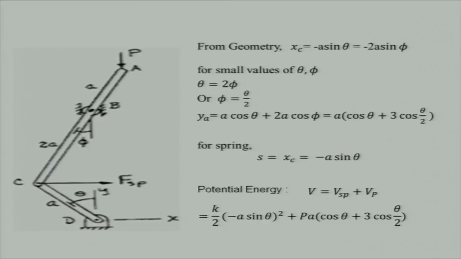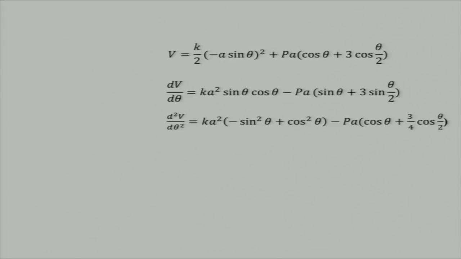Now how do we decide what is the equilibrium position? If we do dV by d theta, you will see that dV by d theta comes out to be this. Put in theta equal to 0 here. You will see that dV by d theta equal to 0 is true when theta is equal to 0, which means that theta equal to 0 indeed is an equilibrium position.